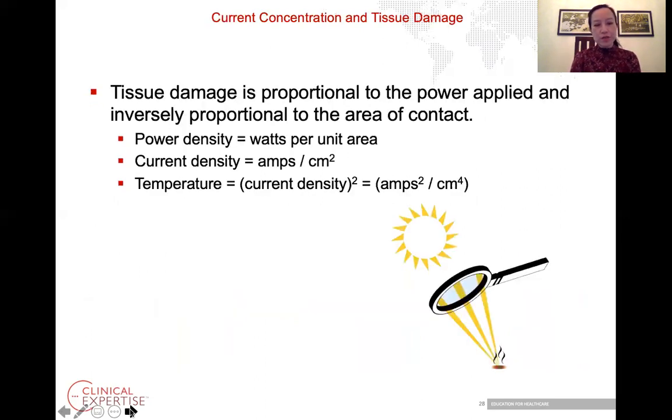I mentioned current concentration in relation to the diathermy pencil and pad in the monopolar circuit earlier, in which tissue damage is proportional not only to the power applied, but also inversely proportional to the area of contact. Think of a magnifying glass as it focuses the sun's rays to a small object. This will cause an increased heating effect to the smaller targeted area. This is similar to what happens when eschar builds up on the tip of an electrosurgical pencil. Impedance increases and can cause arcing or sparking, which can potentially cause unexpected tissue effects to occur.